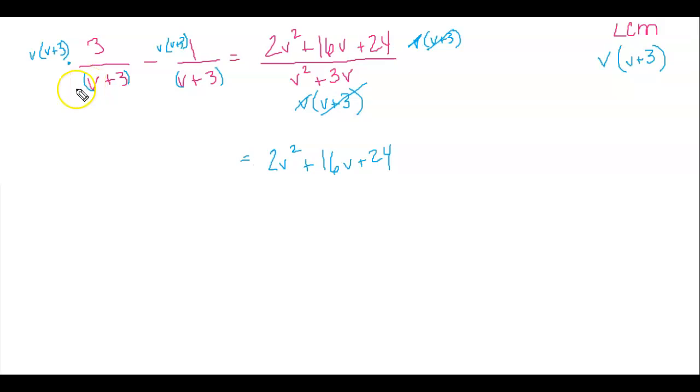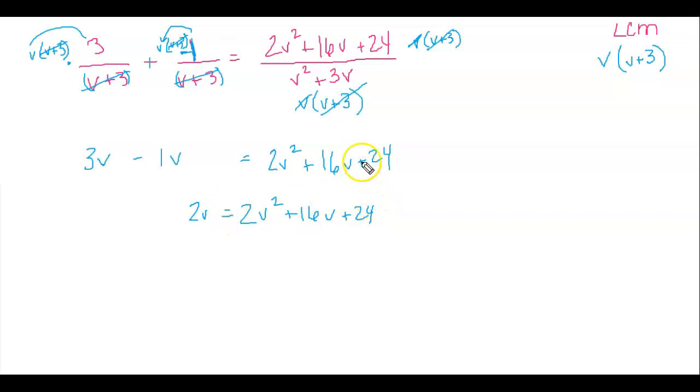And then over here, I get my v plus 3's to cancel, but I still have a v. So I want to make sure I do my 3 times v. And here my v plus 3's will come out, but I do have negative 1. So again, I have that minus. So I want to make sure this stays with the 1. This is negative 1 times v. So this will be negative 1v. So 3v minus 1v is 2v, is equal to 2v squared plus 16v plus 24.